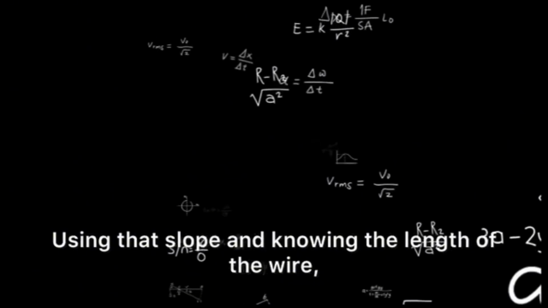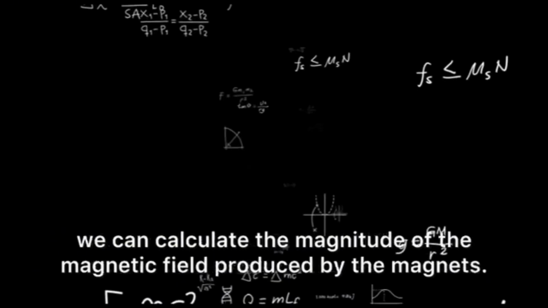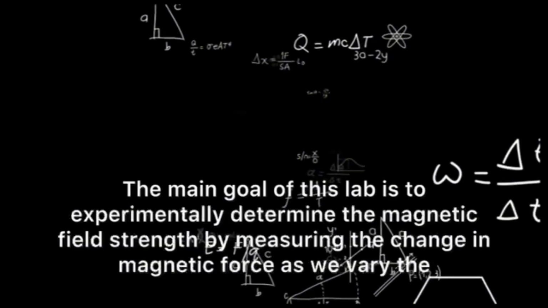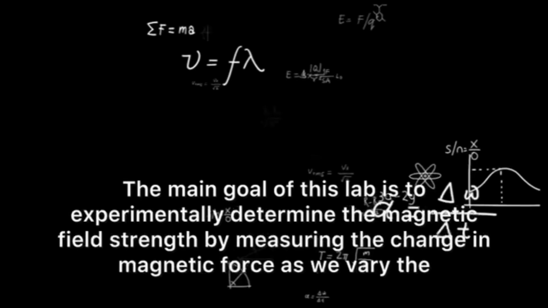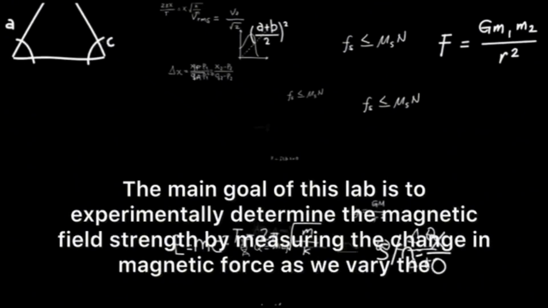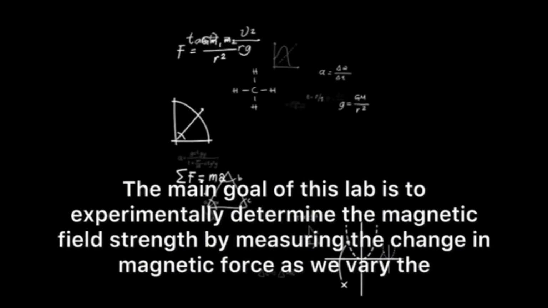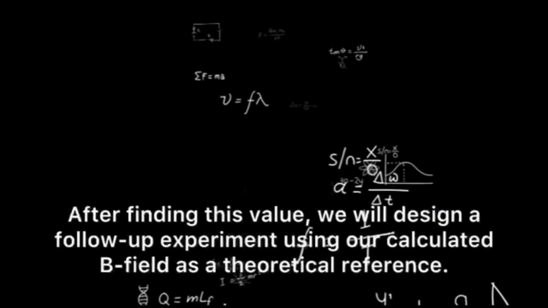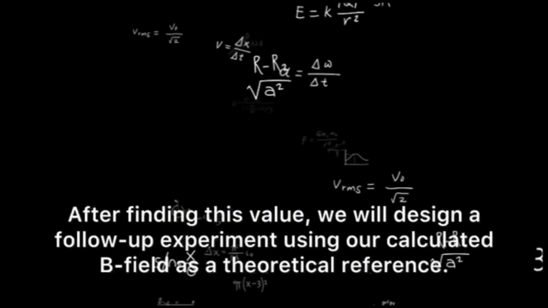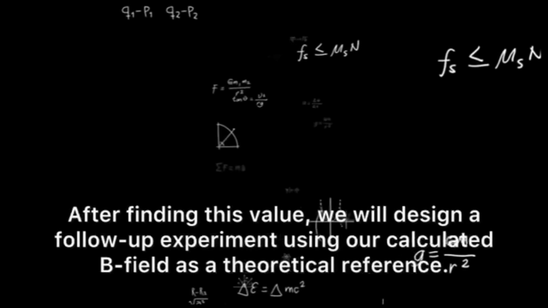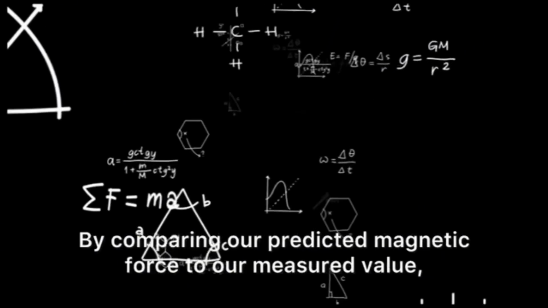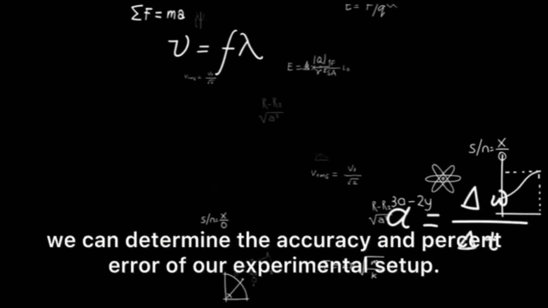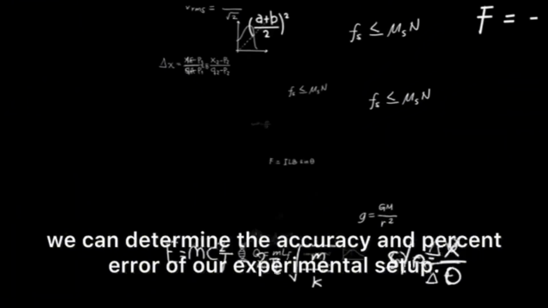Using that slope and knowing the length of the wire, we can calculate the magnitude of the magnetic field produced by the magnets. The main goal of this lab is to experimentally determine the magnetic field strength by measuring the change in magnetic force as we vary the electric current through the wire. After finding this value, we will design a follow-up experiment using our calculated B field as a theoretical reference. By comparing our predicted magnetic force to our measured value, we can determine the accuracy and percent error of our experimental setup.